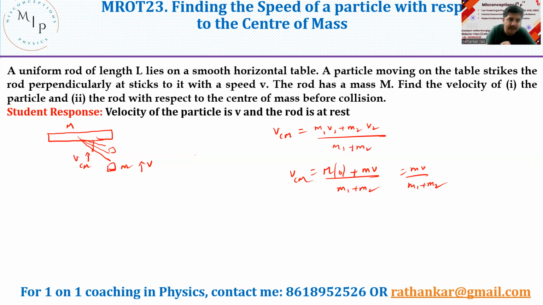Now, how do you find the velocity of the particle with respect to this? This problem is very similar to asking about two cars. One car is moving at velocity V, the other car is moving at velocity V1. Now, this is the origin. With respect to this, what is its velocity? Obviously, if this is V and this is V1, it should be V minus V1. So here also this should be equal to V minus VCM.